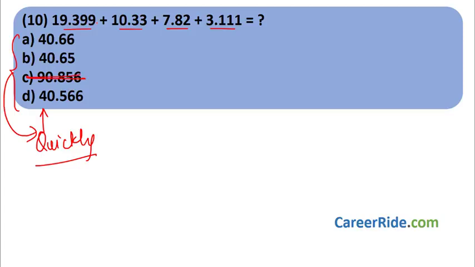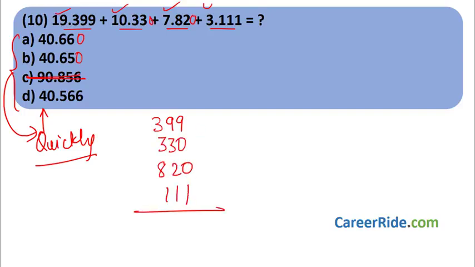Now here we see that the maximum decimal places are 3. So let's write 3 decimal places for everything: 820, 330, here also 660, 650. Now we have already calculated the addition of numbers before the decimal point, and we have 40 everywhere over here. Let us see what we have after the decimal point: 399, then 330, 820, then 11 and 1. 9 plus 1 is 10. Okay, 1. Now which option has 0 in the end?